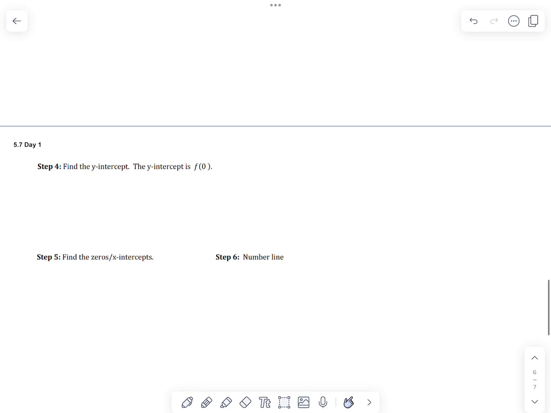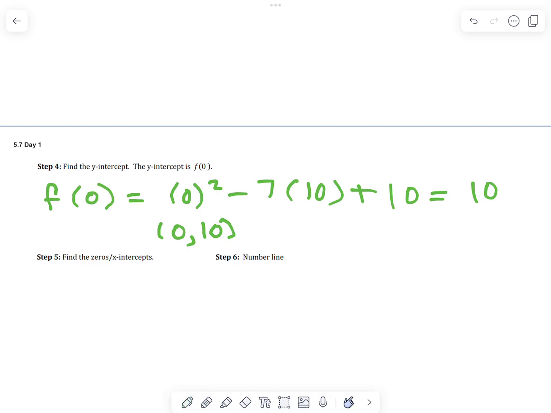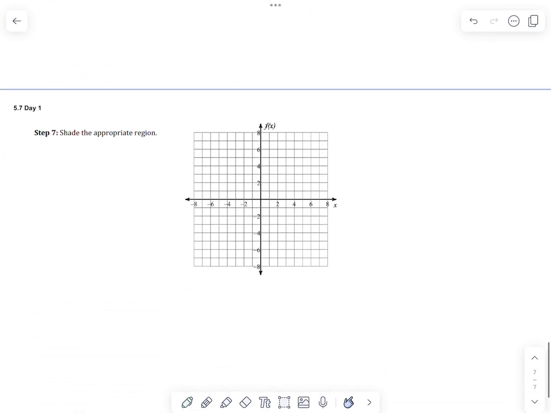Then we want to find the y-intercept, so we evaluate the function for 0. And we simplify it, so we get the ordered pair 0, 10. So I'm going to stop there for a moment, and now start to graph those important pieces.